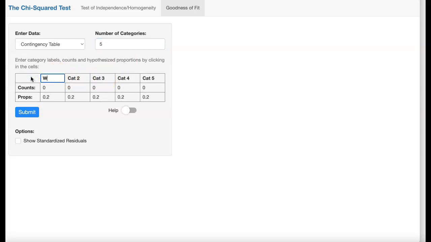So I need data for white, Hispanic. I'll fill in the rest. I'll pause here. So we'll see here I have the data in. I have the counts in. That's from the data from our notes, how often those categories came up. These are the proportions that are in our hypothesis. Make sure they're all correct. And then you just hit submit. That's it.